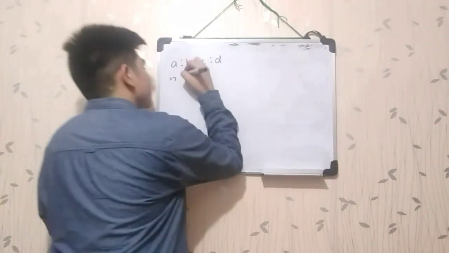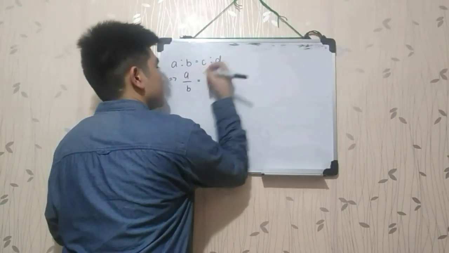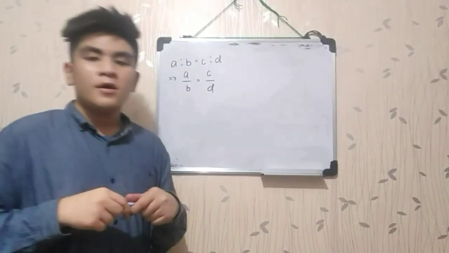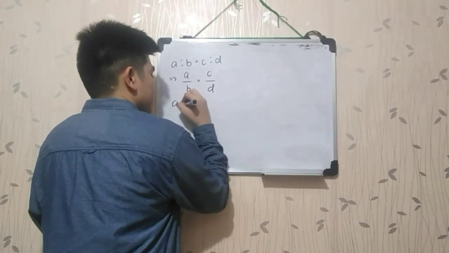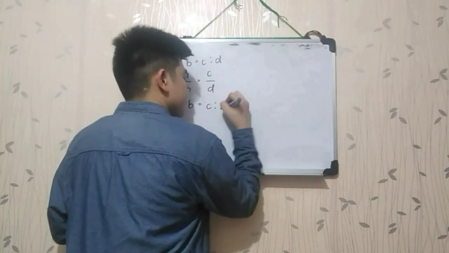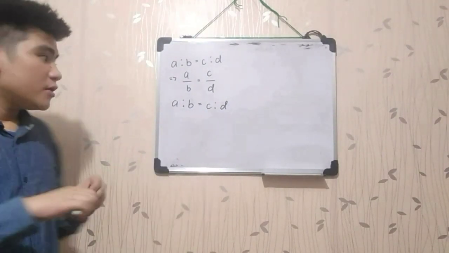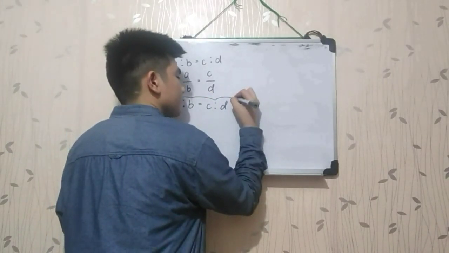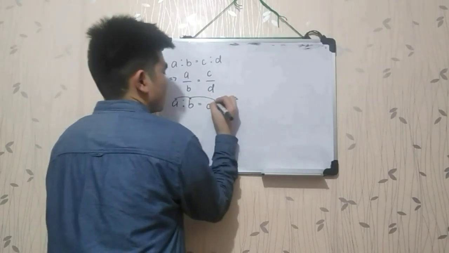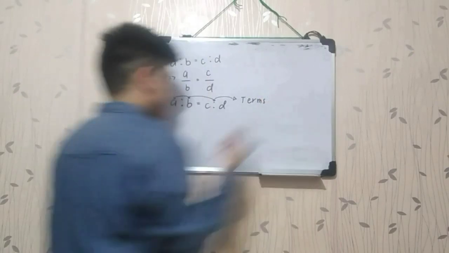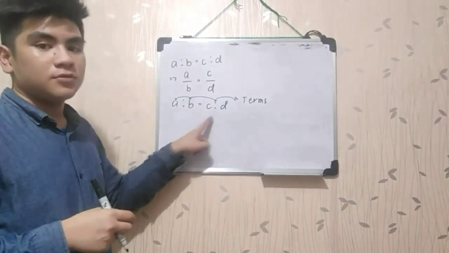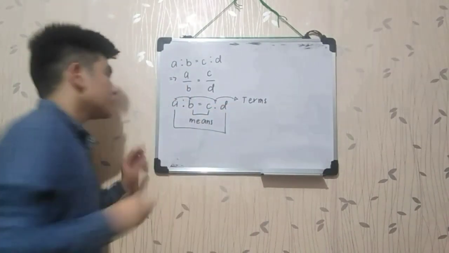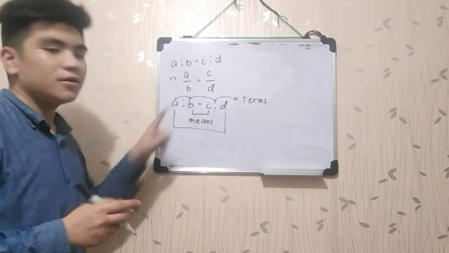This can be turned into a fraction. So A over B and C over D. Now, in the proportion, each of these values are called terms. The inner terms are called means, whilst the two outer terms, A and D, are extremes.